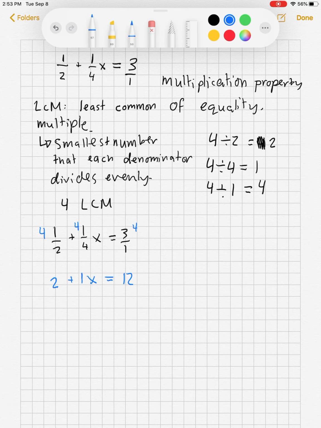Now, I'd agree that the second problem is significantly easier to solve than the first. In fact, 2 plus 1x equals 12 is the same thing as x equals 10. If you'd like, you can verify by plugging 10 in for x up in the first equation. But we know that this is true because of the multiplication property of equality.